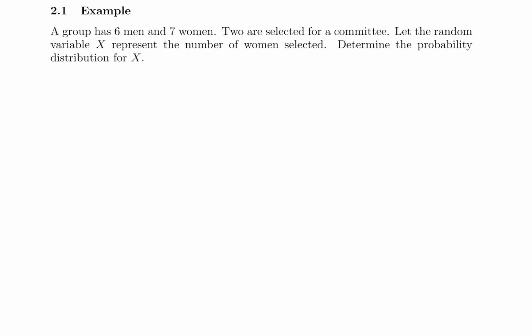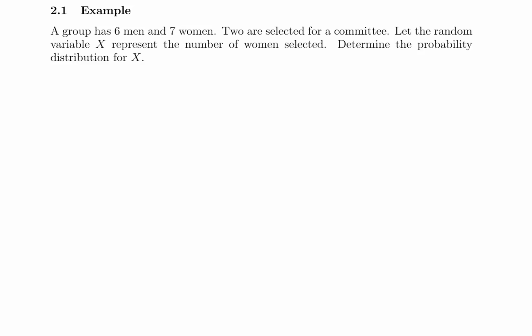A group has 6 men and 7 women. 2 are going to be selected for a committee. Let the random variable x represent the number of women selected. If we have a committee of 2 people, we could have no women, 1 woman, or 2 women. So there are only 3 possible outcomes for this random variable. Also, they're all whole numbers, 0, 1, or 2, so that would be a discrete random variable.